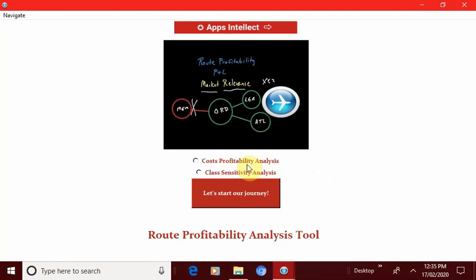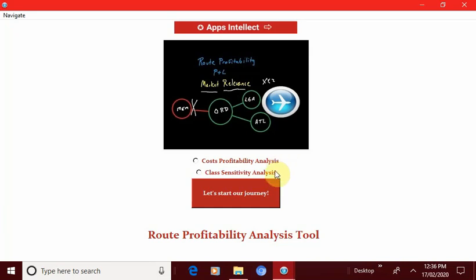One is the cost profitability analysis, the other one is class sensitivity analysis. Both these applications serve dual purpose. The first purpose it serves is that you can analyze the routes already been flown, and the second purpose is you can plan a particular route which is to be flown.